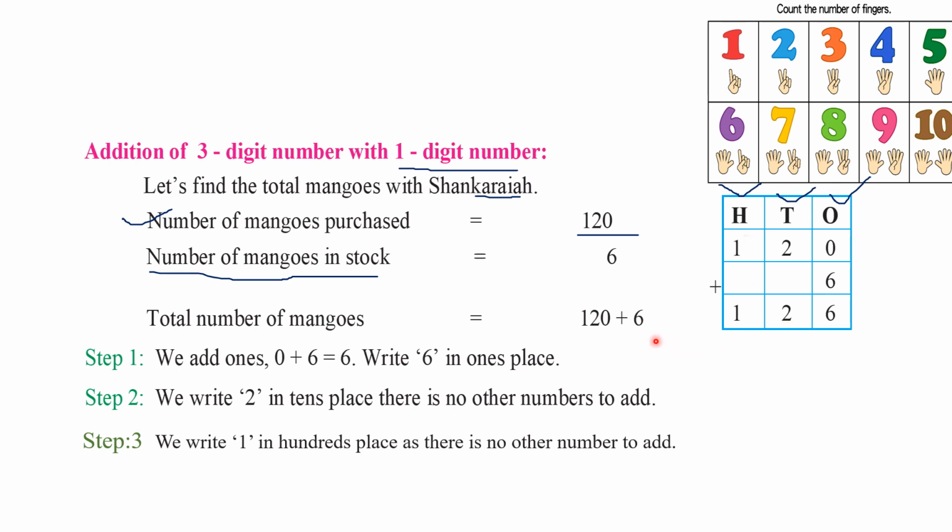So what is the total stock he got? He got 126 mangoes with him. Correct? Chalo. Going ahead.